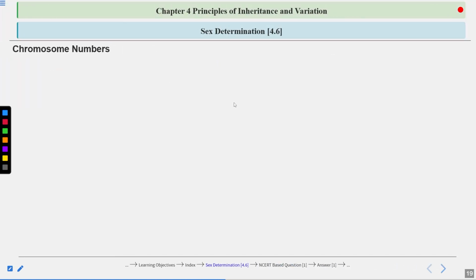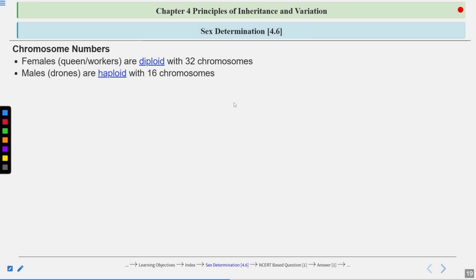Now let's talk about the chromosome numbers in males and females in the case of honeybees. The females, which are the queens and the workers, are diploid and they have 32 chromosomes. So how many chromosomes will there be in the males? Males are haploid, so they will have 16 chromosomes. So males, which are the drones, are haploid with 16 chromosomes. That's why this system is known as the haplodiploid sex determination system.